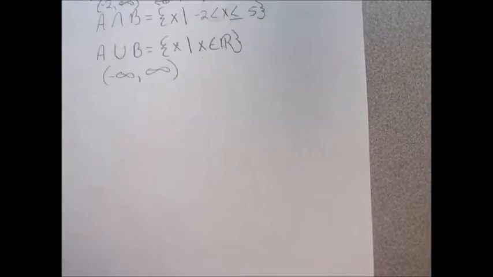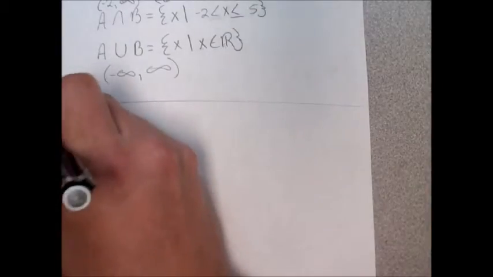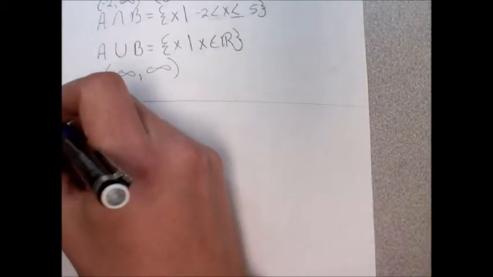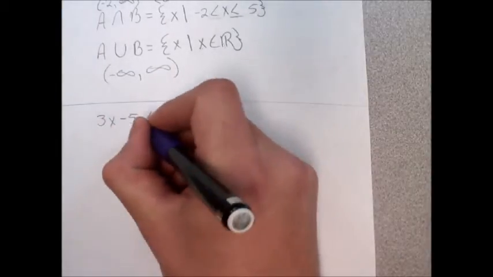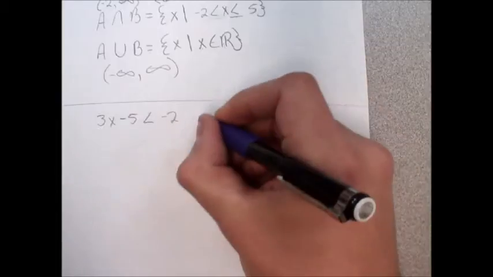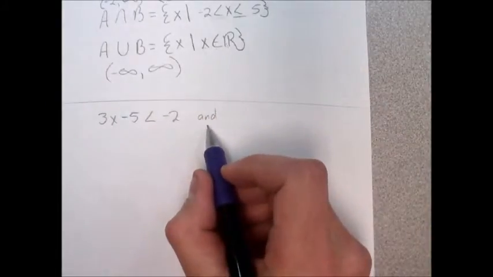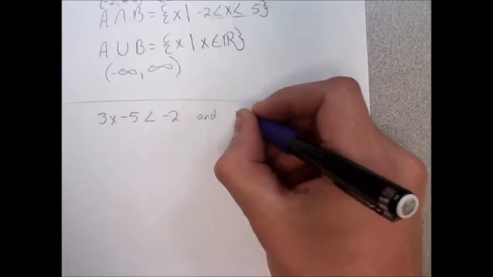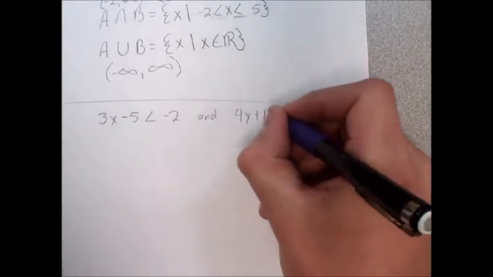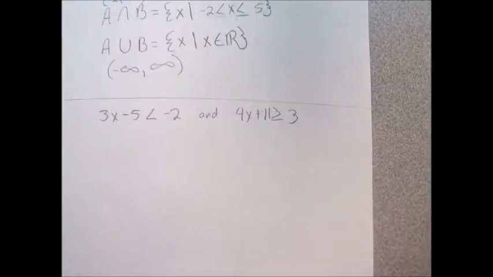Alright, here we go. Example 6, we're jumping pretty far here. It says solve this. 3x minus 5 is less than negative 2. And, so when it says and, what is our thinking? What are we using? Intersection or union? Intersection. Okay, good. So it says and 4x plus 11 is greater than or equal to 3. It says graph the solution set and write it in interval notation.